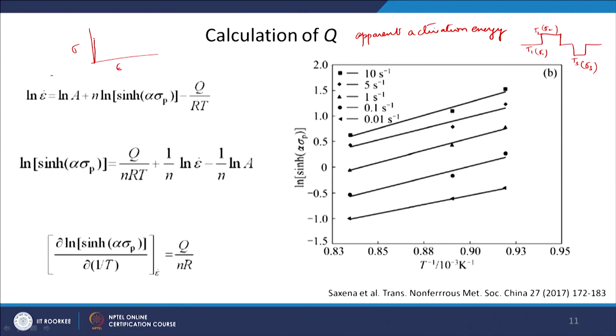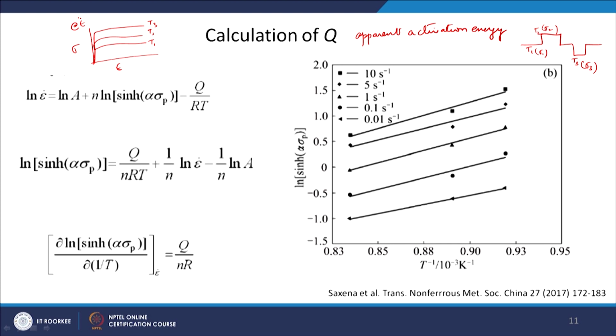The way we are calculating is we are not doing it like this. Actually, what we are doing is we are doing tests at different temperatures. Okay. So, this is T1, T2, T3. Okay. So, T1 is more, then T2, then T3. Okay. And suppose we have done this all at a constant strain rate. Okay. So, this is what we are doing now.